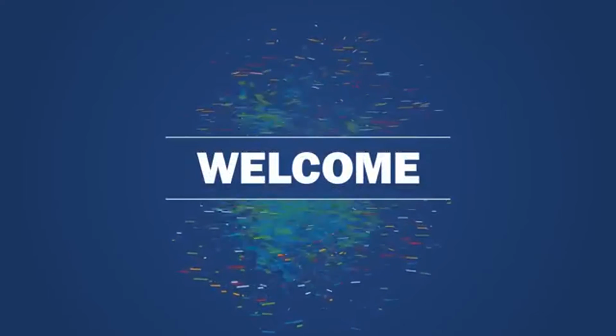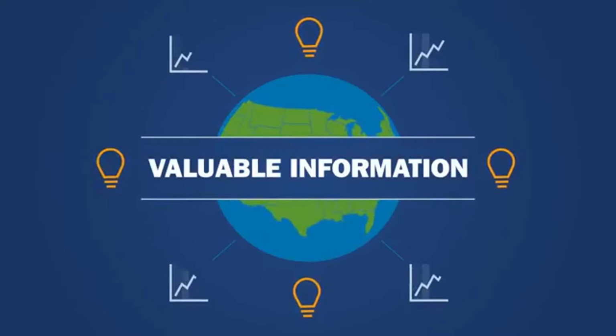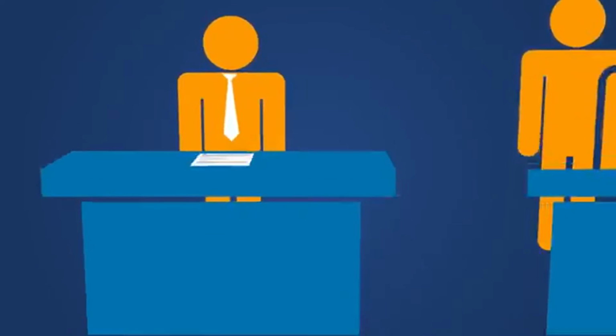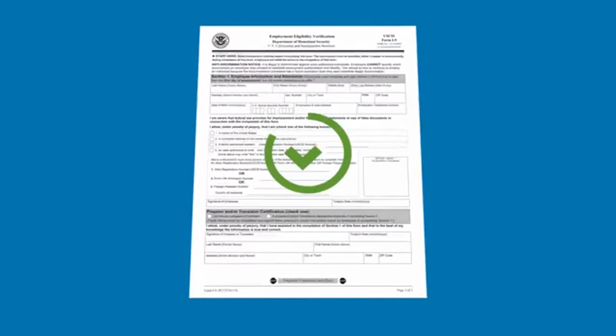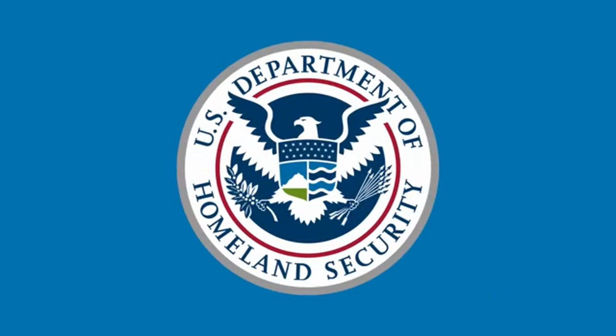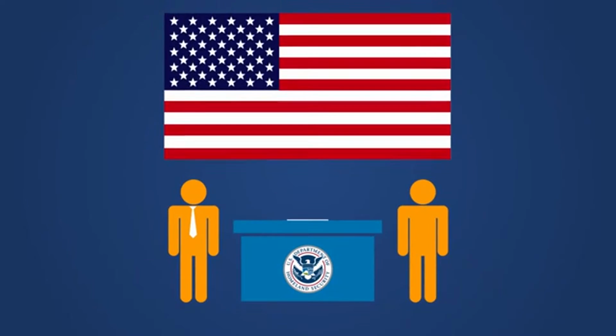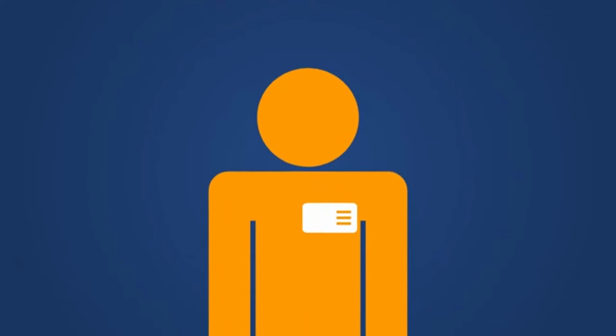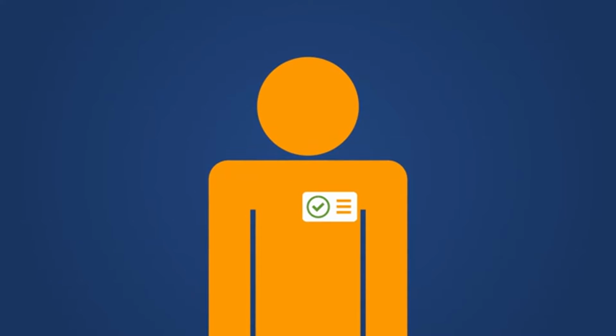Welcome. This webinar includes valuable information for employers and employees about how to complete Form I-9, Employment Eligibility Verification. Federal law requires that every employer hiring an individual for employment in the United States complete Form I-9. Form I-9 helps employers verify their employees' identity and employment authorization.